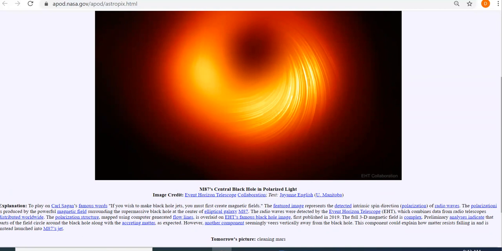The full 3D magnetic field is complex. Preliminary analyses indicate that parts of the field circle around the black hole along with the accreting matter, as expected. However, another component seemingly veers vertically away from the black hole. This component could explain how matter resists falling in and is instead launched into M87's jet.